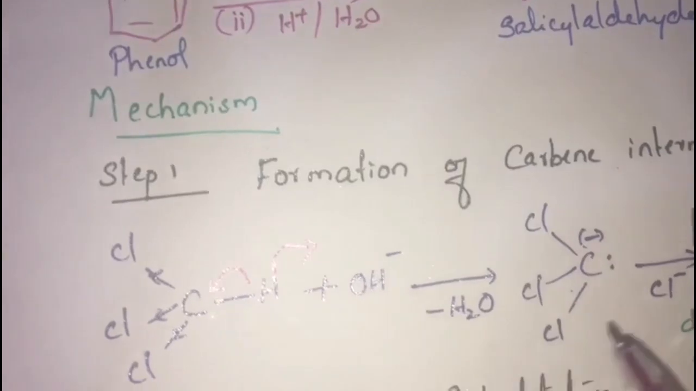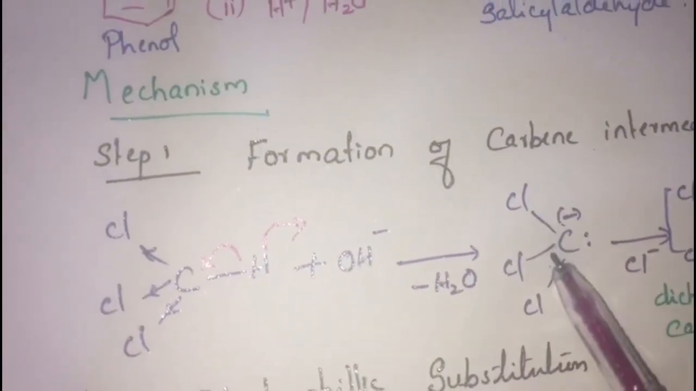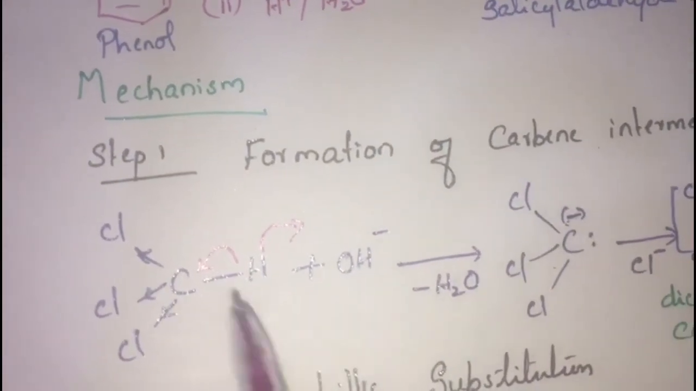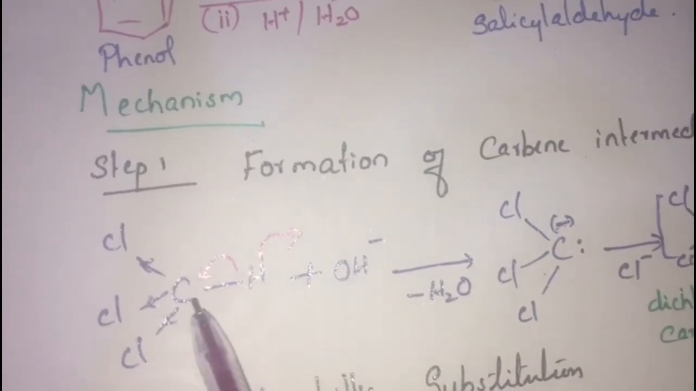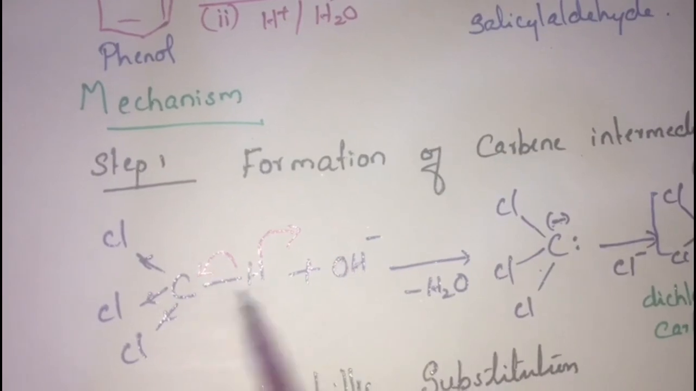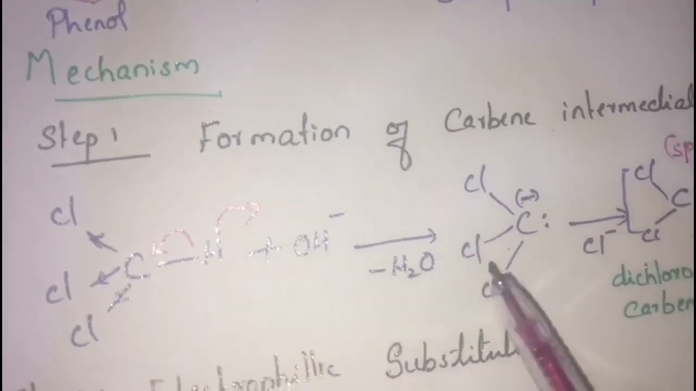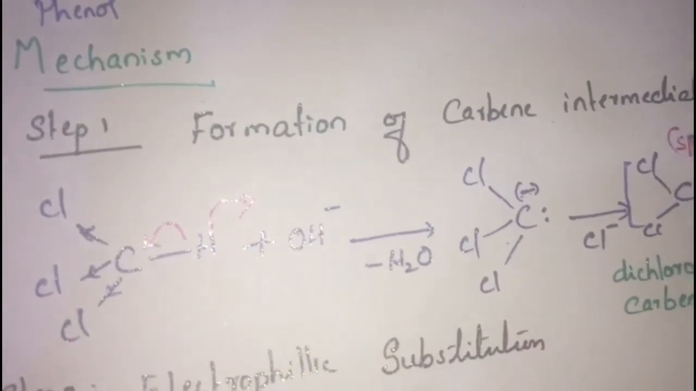So this will be converted into CCl3 minus. This negative charge comes from this hydrogen atom. This hydrogen loses its electrons and this carbon atom acquires negative charge. This H plus and OH minus will be removed as water.